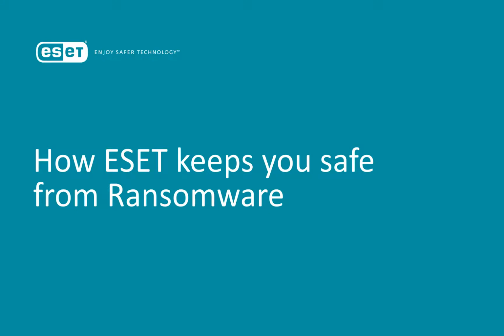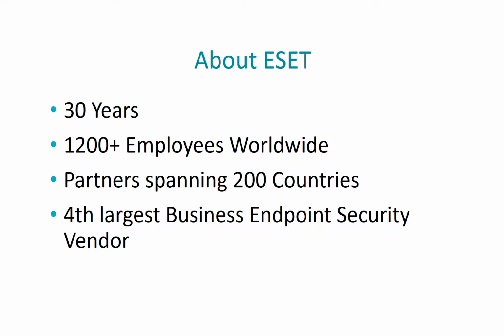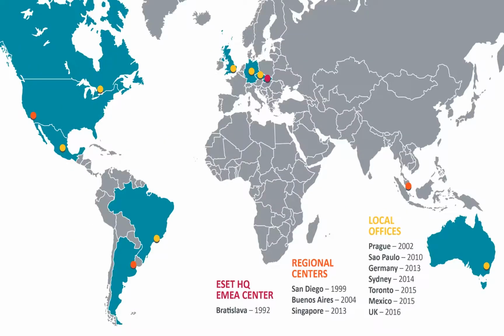Now, how does ESET specifically keep you from ransomware? First, a little information about ESET the company. ESET has been doing endpoint security now for 30 years. We have 1,200 employees worldwide, partners spanning 200 countries, and are the fourth largest business endpoint security vendor. ESET is very much a global organization, and we have offices and virus labs around the world. This helps us to see attacks in one region before they make their way to another region.